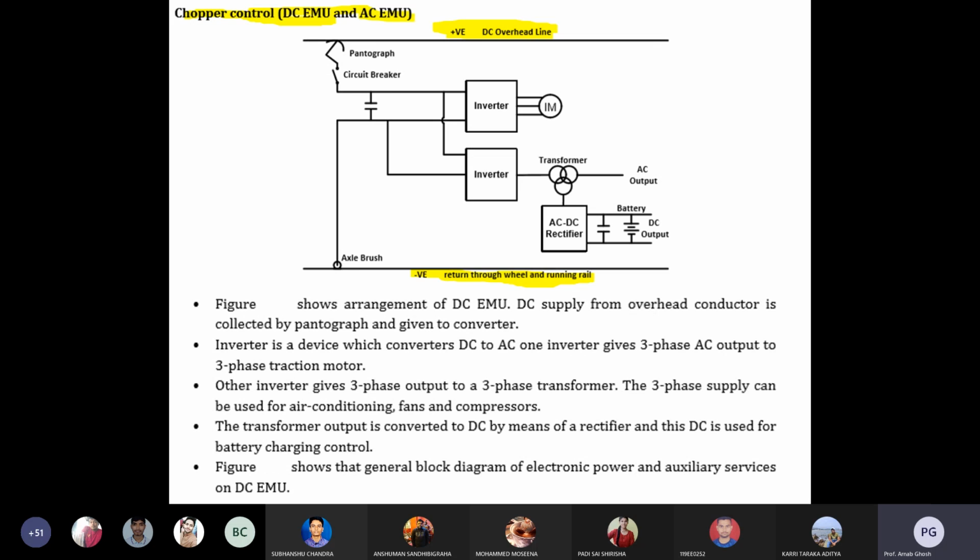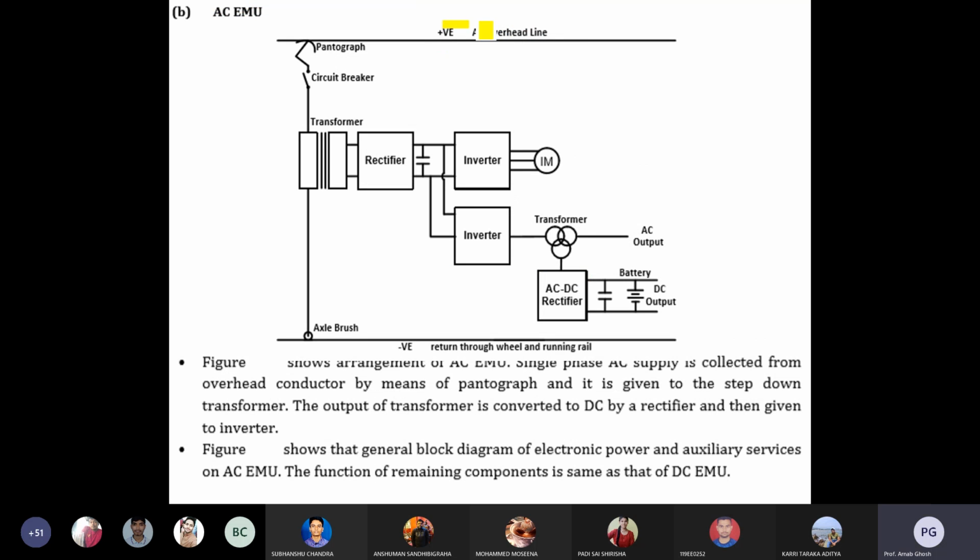Then we are discussing the AC. ACEMU means normally where we are traveling from one place to another. In both cases the return path will be the wheel. In case of ACEMU, the pantograph is there first, touching the overhead line, and then the circuit breaker, from which you can disconnect your system.